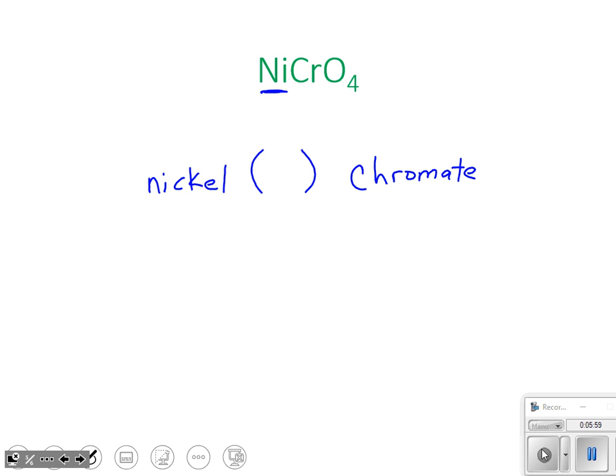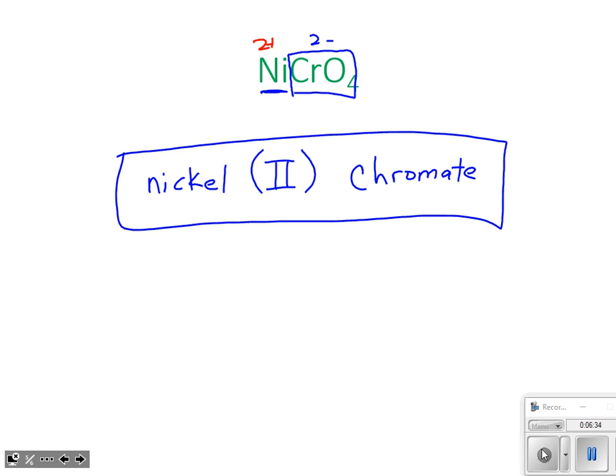Now, my CrO4, this whole thing right here, takes a 2- charge. So if that is 2-, that tells me that this nickel better be 2+ in order to get the sum of my charges to be 0. So that tells me which nickel I have. I have nickel 2+, so I put the Roman numeral 2. So my final answer here is nickel 2 chromate.